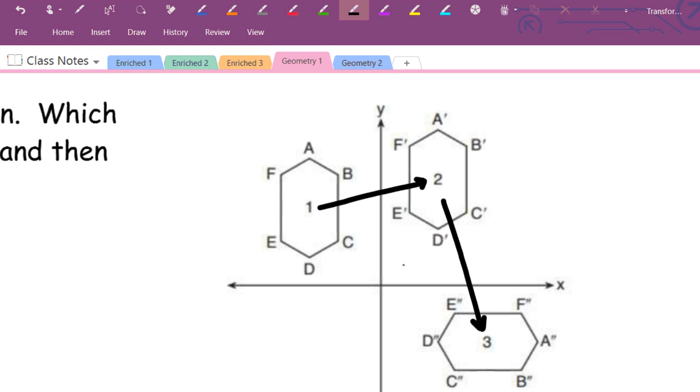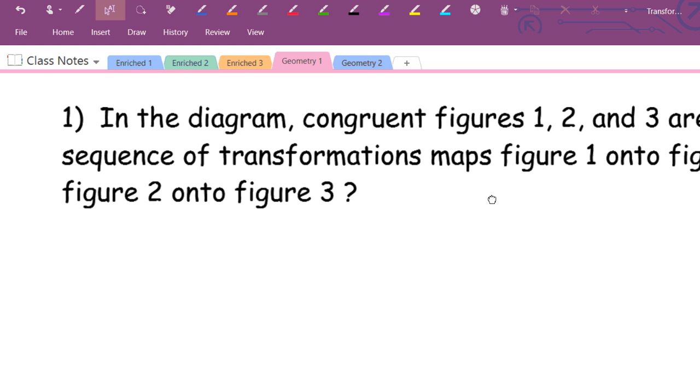Let's start with, how could I go from figure 1 to figure 2? What's getting done to go from figure 1 to figure 2? What type of transformation is done to go from figure 1 to figure 2? I'm going to show it this way. From 1 to 2, what did we do? What would we go through and do to make the shape at 1 go to 2?